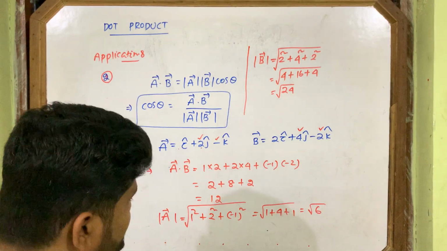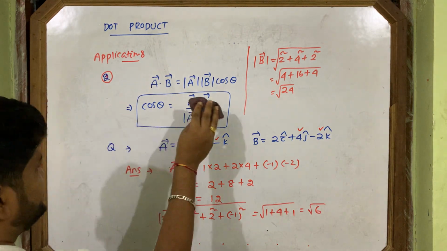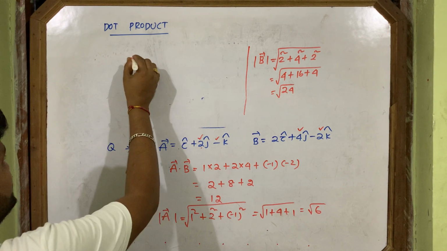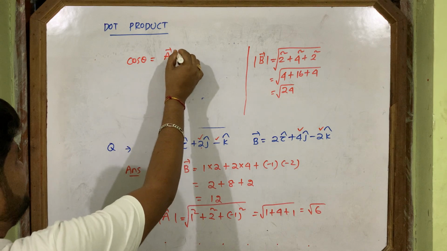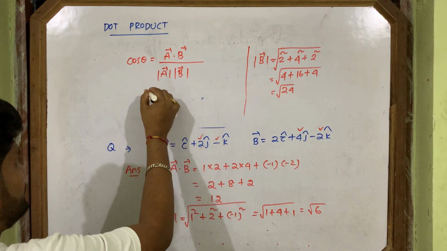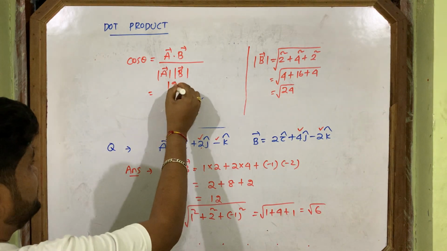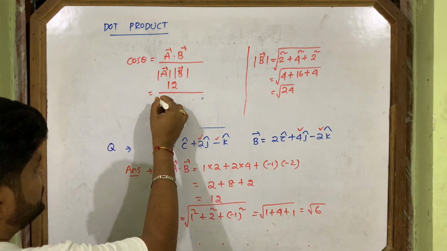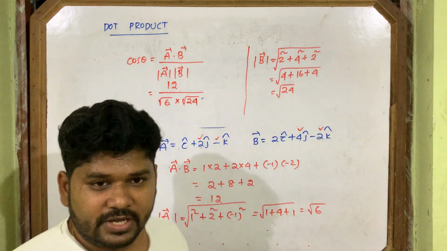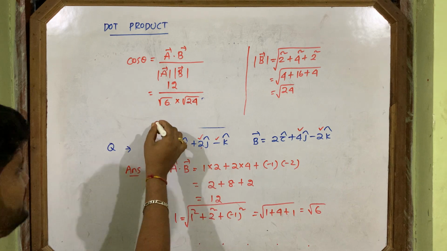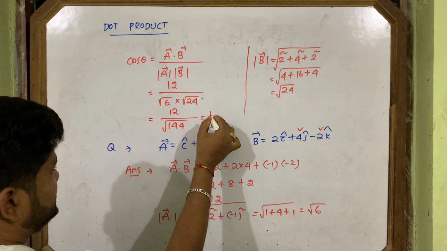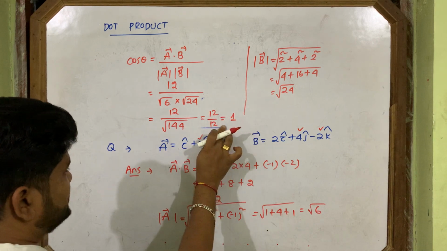Now we use the formula to find the angle. Let's write the formula again. Cos theta is equal to a vector dot b vector divided by |a| |b|. What is a dot b? 12. What is the mod of a? That is root 6. What is the mod of b? Root 24. So if you multiply, you will get 12 over the root of 144. This is also 12. It is coming 1.